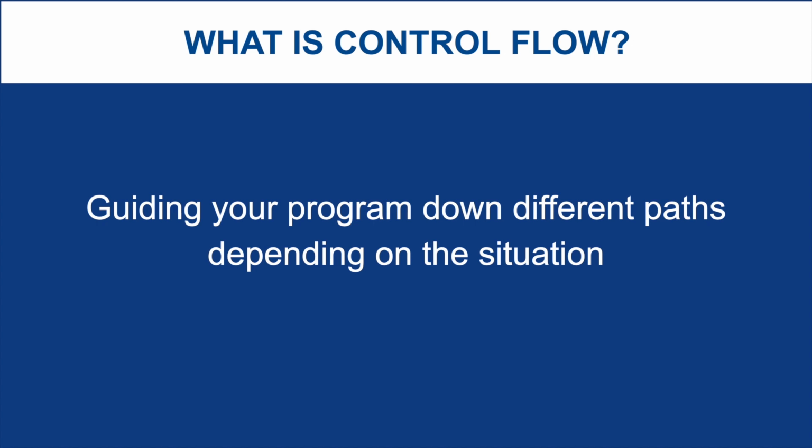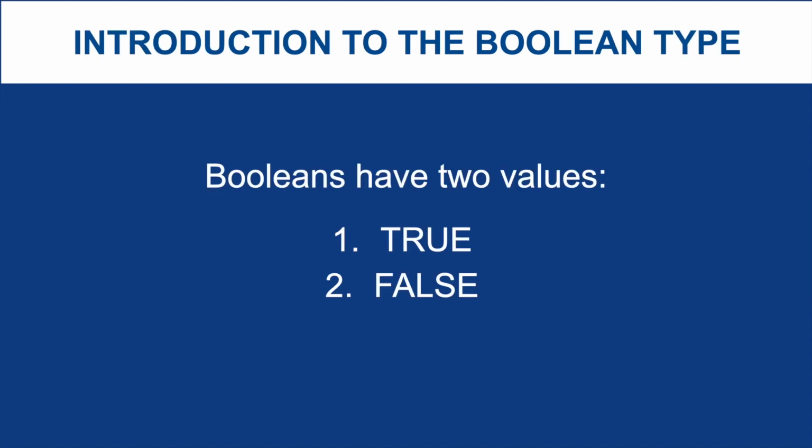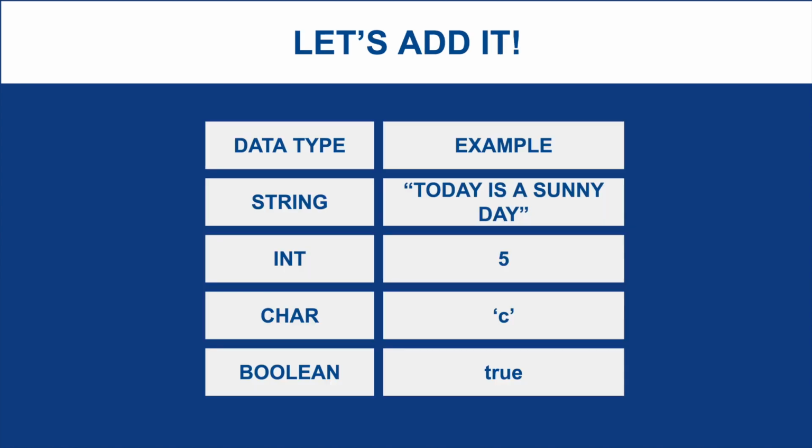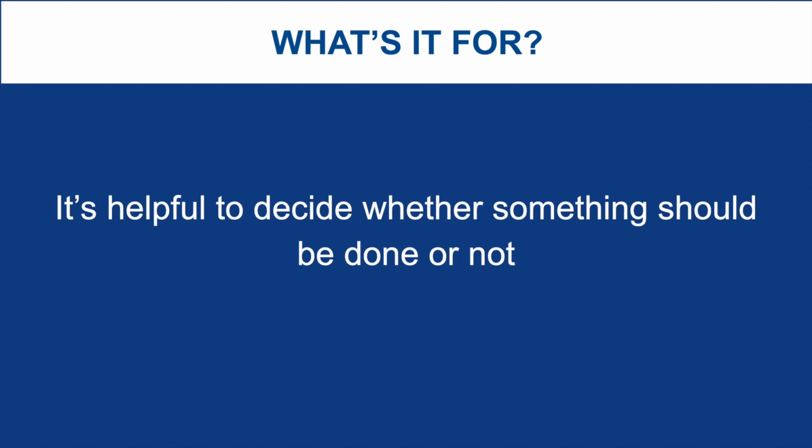So in order to do this, we are going to need to add a new data type to our arsenal. This new data type is going to be called Boolean. And Boolean has two values, true and false. So let's add it to our arsenal here. As you can see from before, we have string, like today is a sunny day, or int, like 5, or char, like C, and now we have Boolean, which again can be true or false.